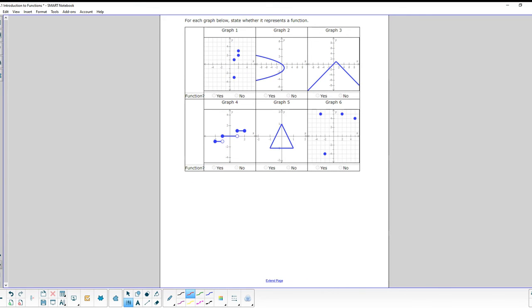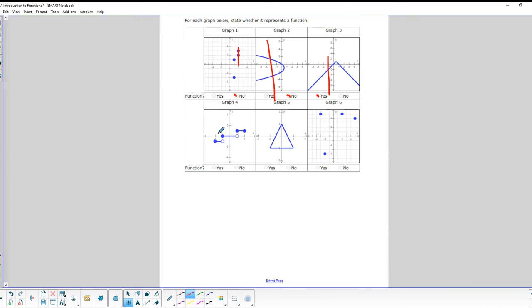There's another one that's very similar, so you can just imagine a vertical line hits more than once, so no. Vertical line only hits once, yes. Vertical line hits more than once, no. So that's the idea. You go through those.